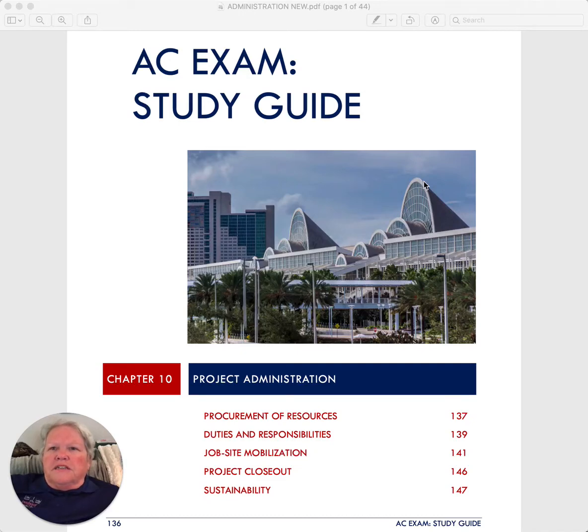So today's presentation is going to be on project administration for the AC Level 1 exam. And as you can see here from the cover page, it's going to talk about procurement, duties and responsibilities of the different roles on a project, mobilization, project closeout, and sustainability.